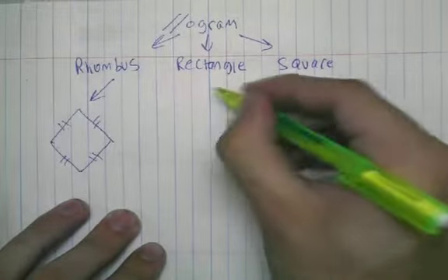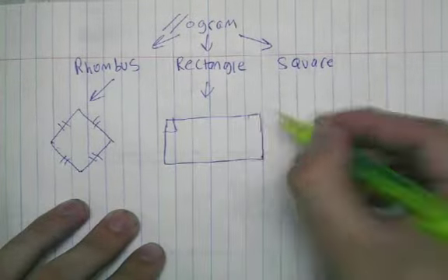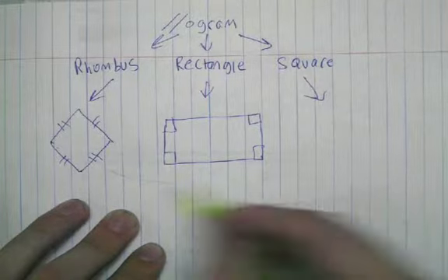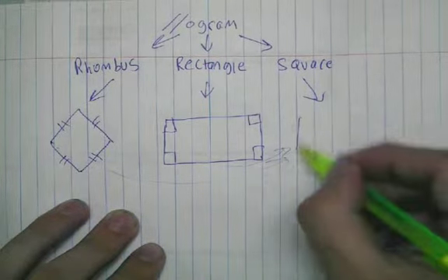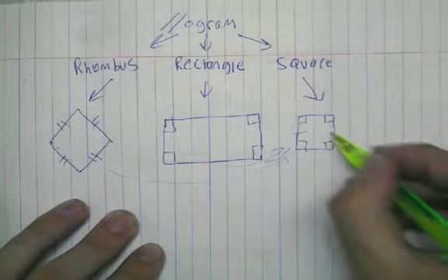A rectangle will have all angles at 90 degrees. And a square is like these two combined. We have all 90 degrees and we have congruent sides.